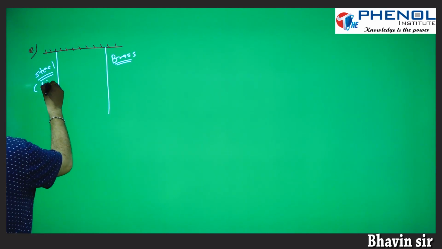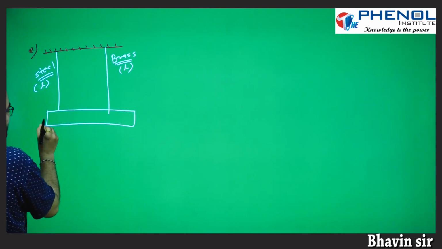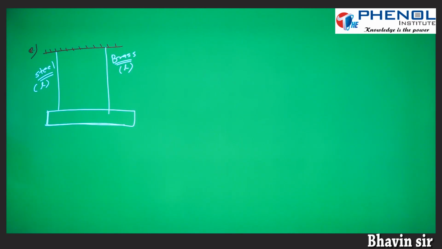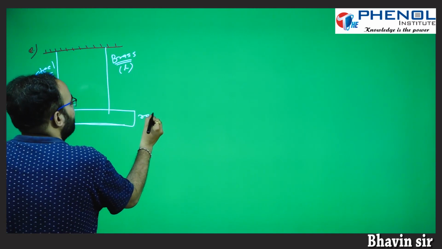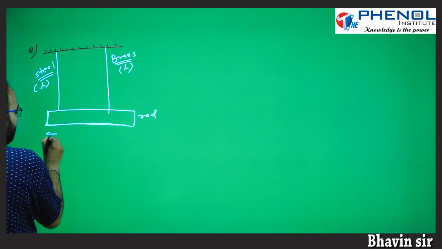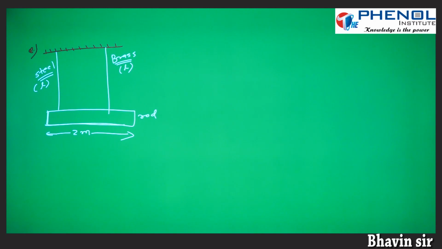Length is the same, but the cross section area is different. Oh, sorry, length is same, area is different. And with this we can attach one rod. This rod is stationary, not moving. What is the length of the rod? That is 2 meter.